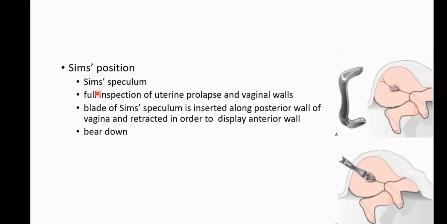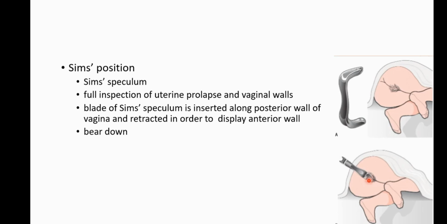Now, then in Sims position, that is, the patient is put in the left lateral position, and one leg is flexed and the other leg is straightened, and then we put the Sims speculum inside along the posterior vaginal wall, and then we do the full inspection of uterine prolapse and the vaginal walls. Now, once the blade is inserted at the top of the posterior vaginal wall, we ask the patient to cough. If there is a bulge, it is known as enterocele. And while taking out the speculum, if there is a bulge, then it is rectocele.